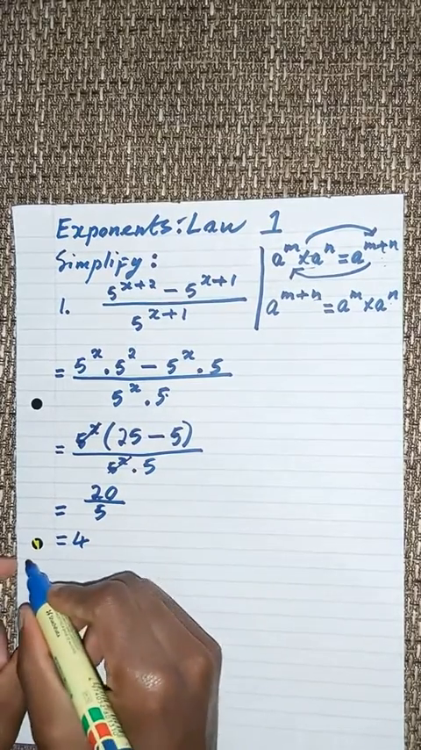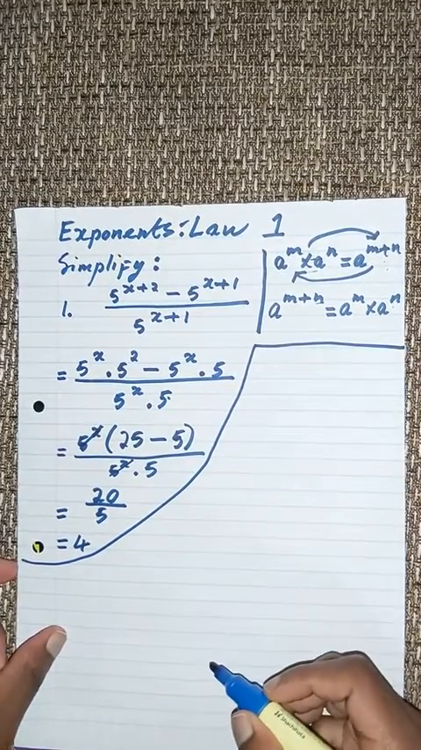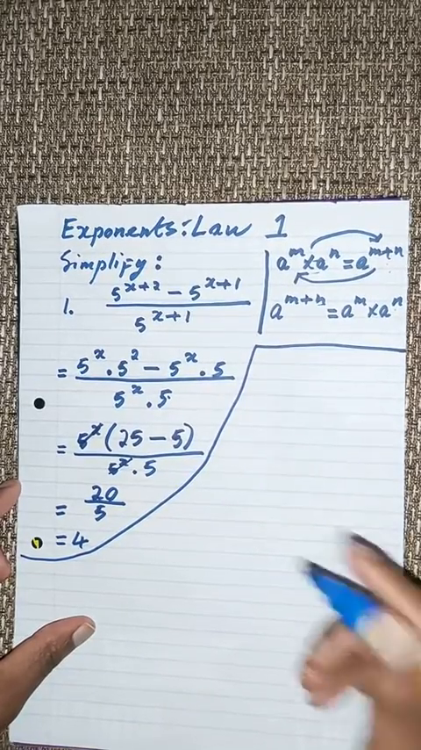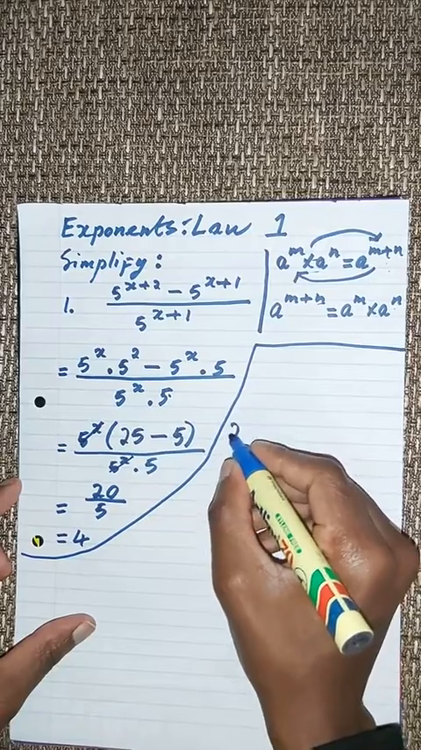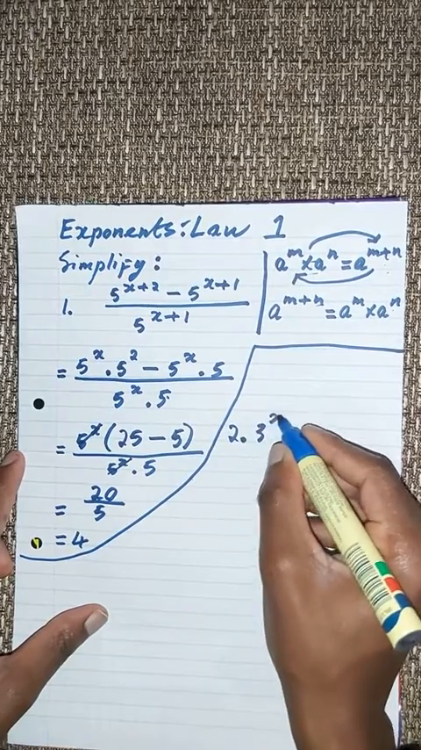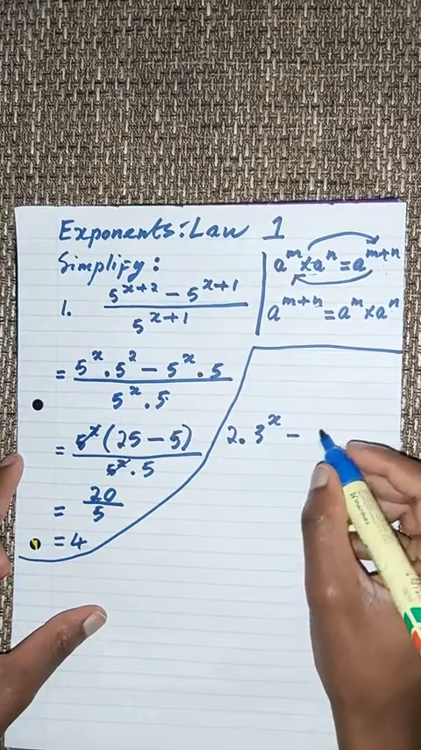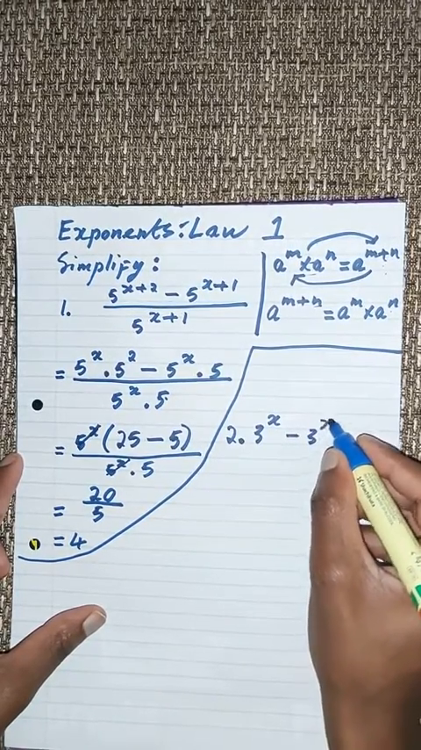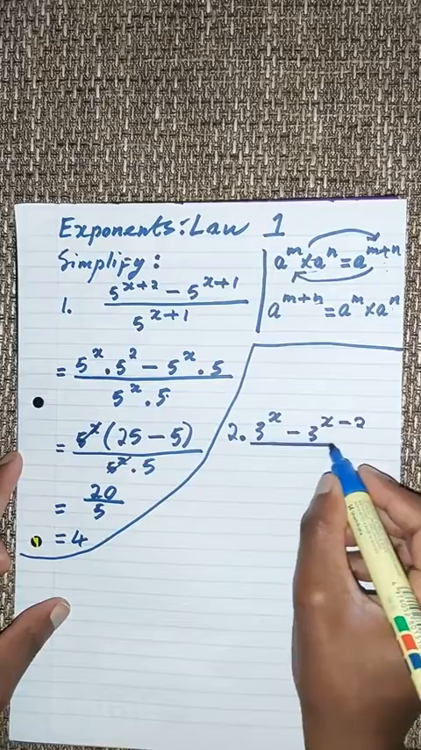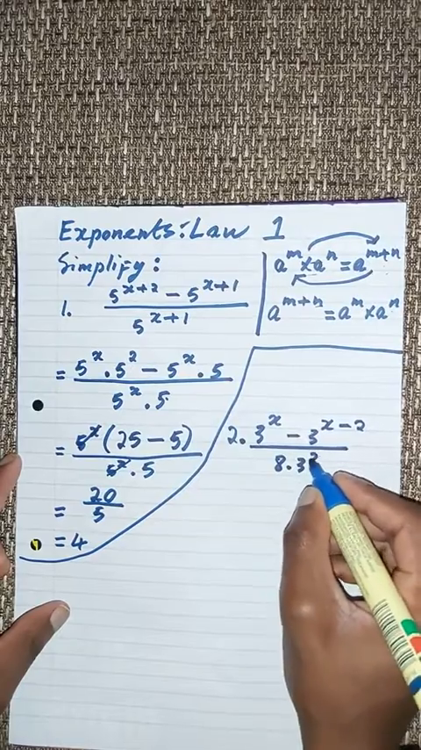I'm going to do another one just here. So that was our first problem, right? That was problem number 1. Let's check out problem number 2. So problem number 2 is 3 to the power of x minus 3 to the power of x minus 2, divided by 8 multiplied by 3 to the power of x.